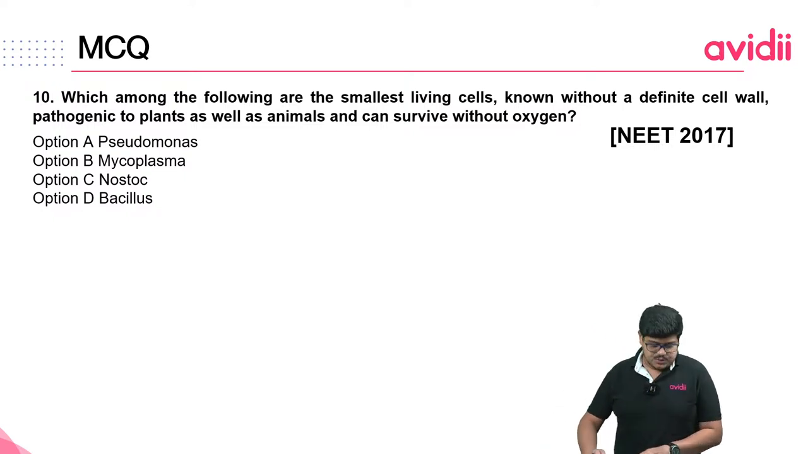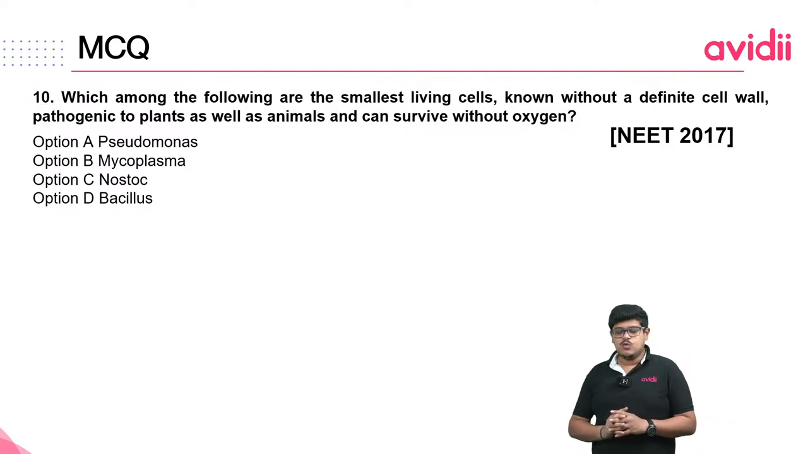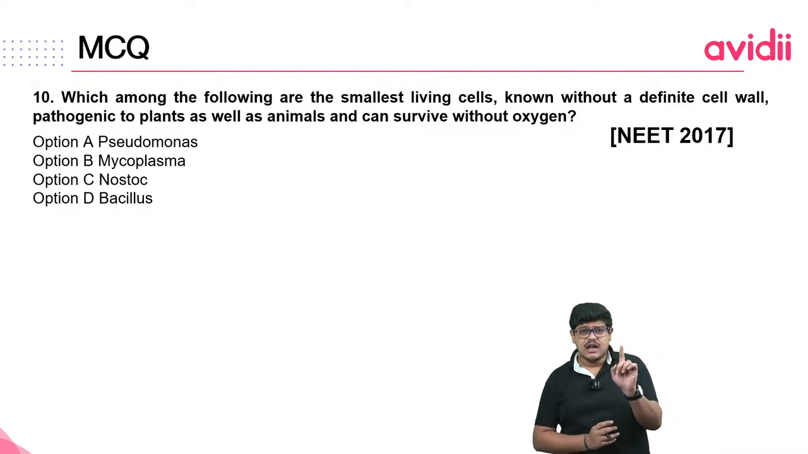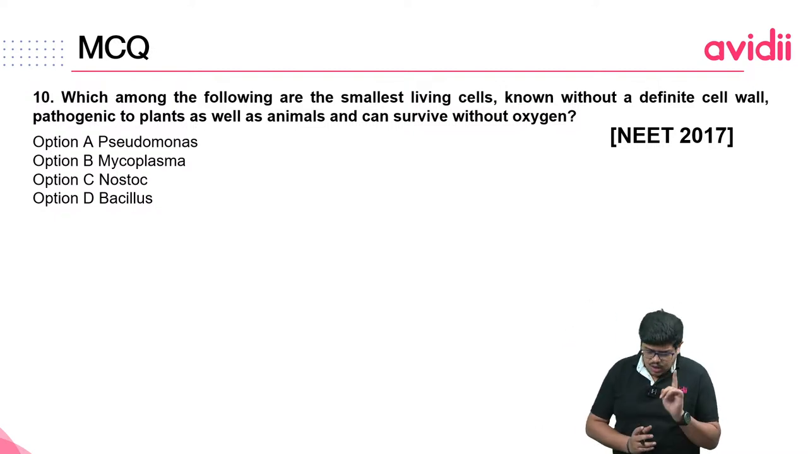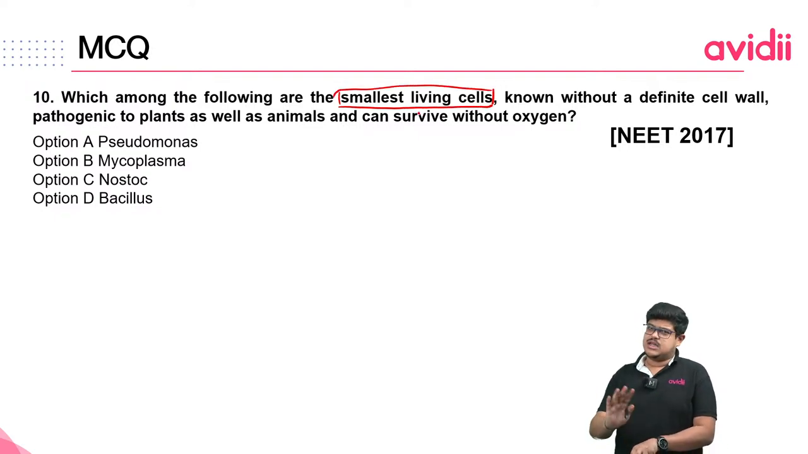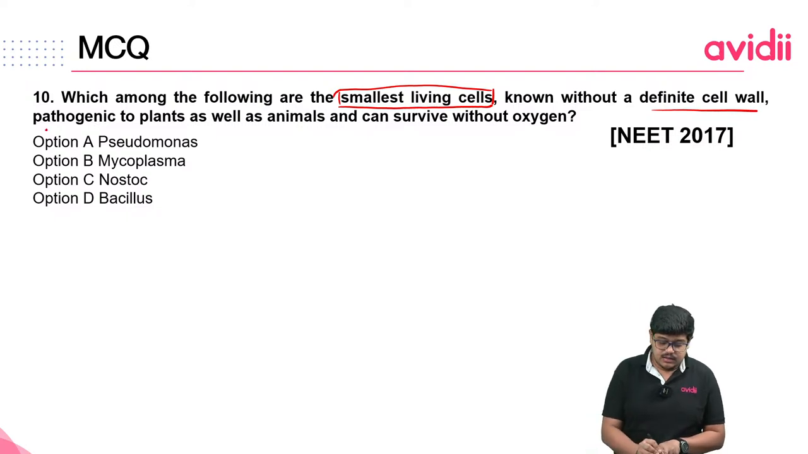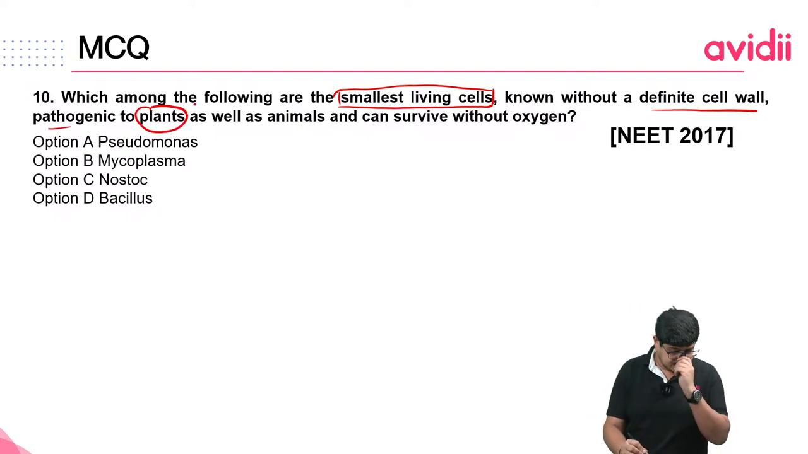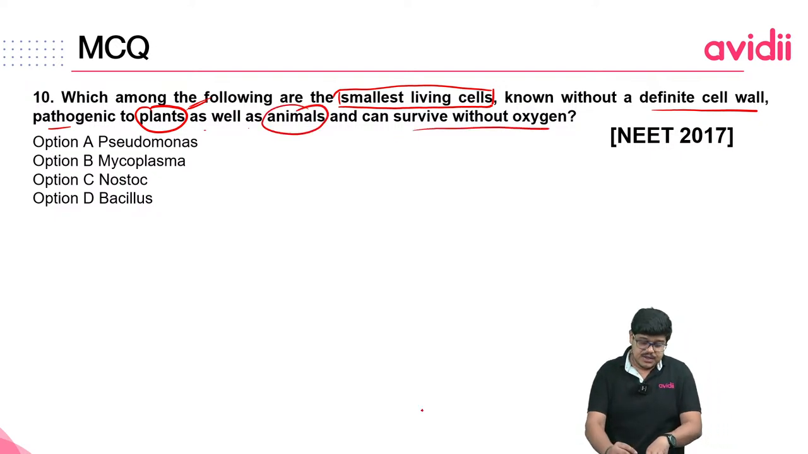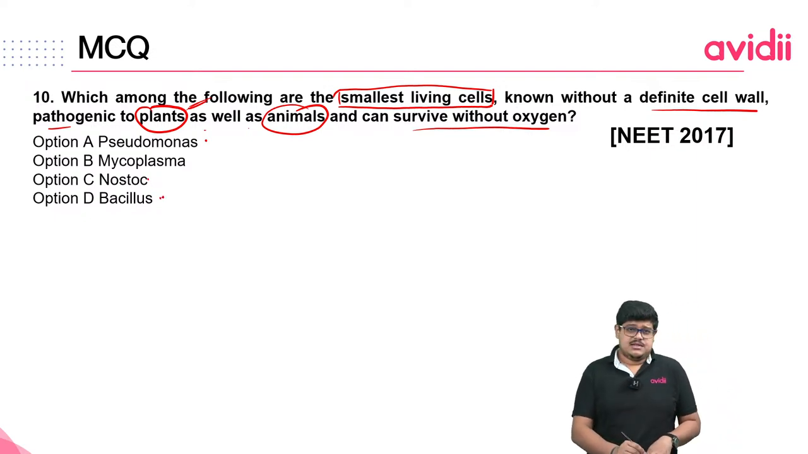Chalo. Next question. Which among the following are the smallest living cells known, without a definite cell wall, pathogenic to plants as well as animals, and can survive without oxygen? Again, a unique statement. They have just taken the statement and given it. They are asking which among the following are the smallest living cells. They have not said prokaryote or eukaryote, just living cells, known without a definite cell wall, pathogenic to plants specifically, as well as animals, again broadened, and can survive without oxygen. The options are Pseudomonas, Nostoc, Bacillus.